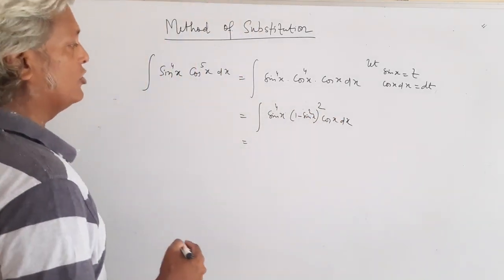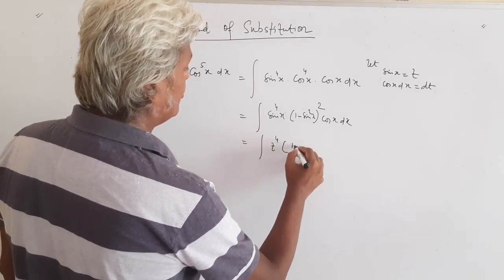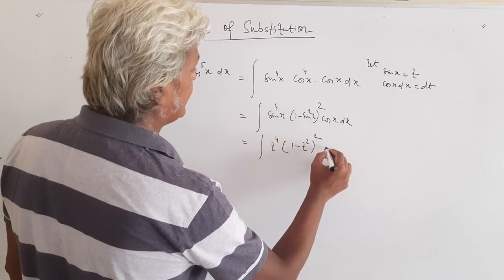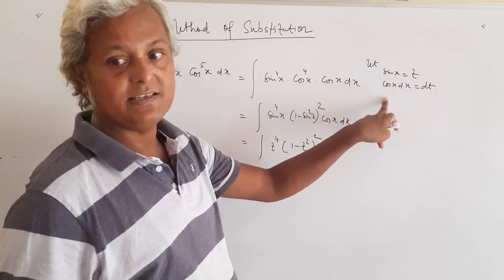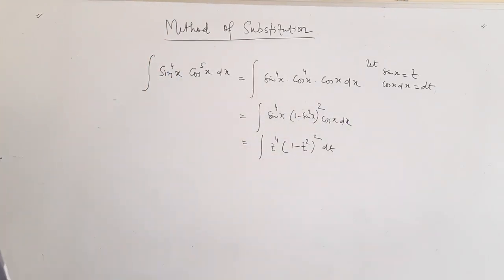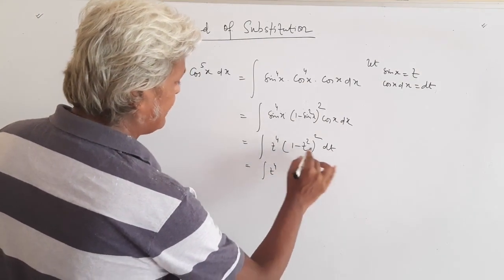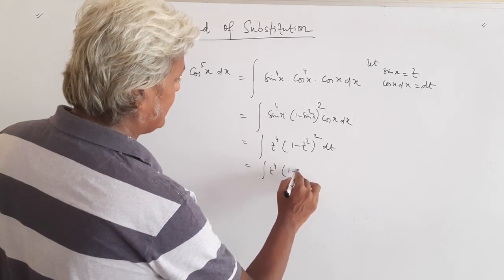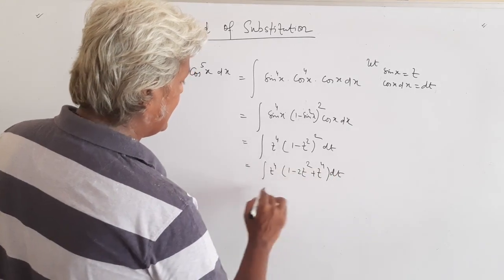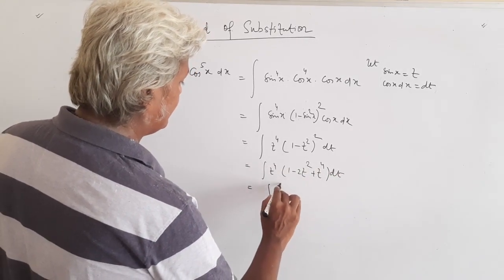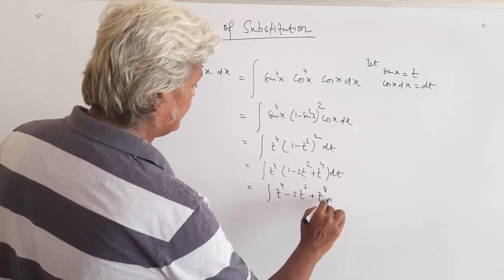Now everything is in perfect order. Now in place of sin x you write t, so t to the power 4 times 1 minus t square whole square, and this will become just dt, because cos x dx is just dt. So t to the power 4 stays as it is. Now you expand 1 minus t square whole square, that is 1 minus 2t square plus t to the power 4, multiplied with dt, and this gives you t to the power 4 minus 2t to the power 6 plus t to the power 8 dt.